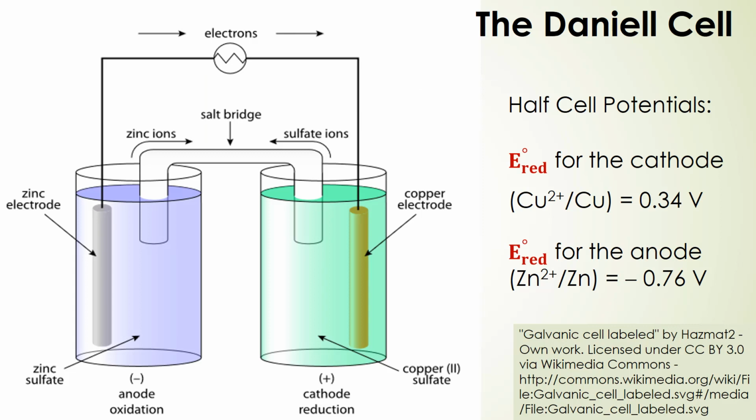So remember the Daniell cell. We have already talked about these half cell potentials. The reduction potential for the cathode is 0.34 volts. You can find that on the chart. The reduction potential for the anode is negative 0.76 volts. So again, use your table of standard potentials and find both of those on there and make sure that your numbers match and make sure that you know how to use that table.